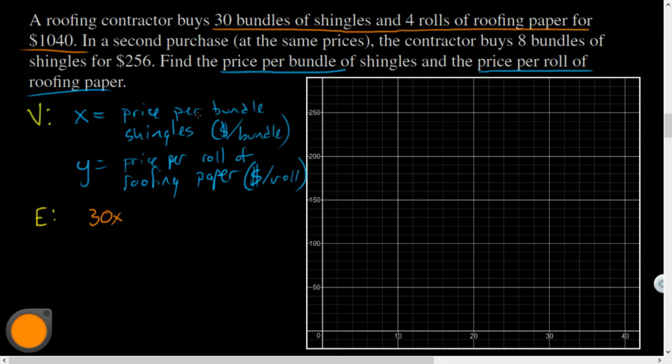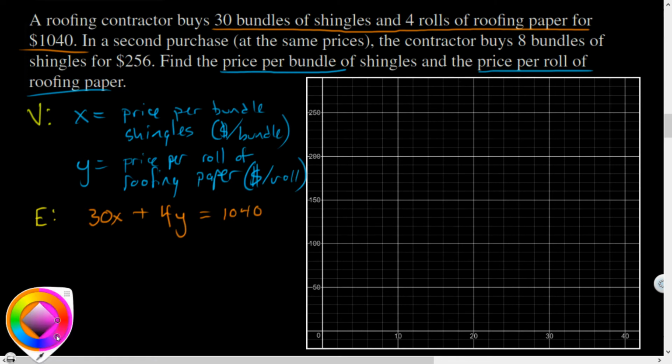30 times x is going to be the number of bundles times the price, which gives us the total money spent on shingles. So 30x, and means plus, 4 rolls of roofing paper. So 4 rolls multiplied by the price per roll will equal $1,040. This equation is all about how much money they spent for that one purchase.